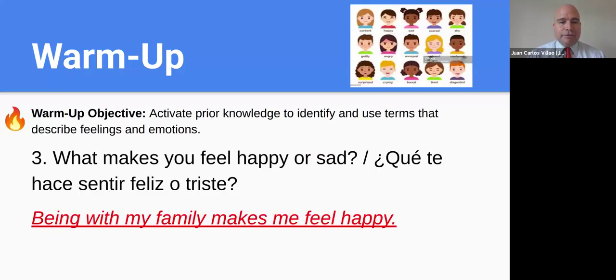Here's an example. Being with my family makes me feel happy. Again, the question was, what makes you feel happy or sad? In this example, the statement is answering the question relating to happy. So being with my family makes me feel happy.